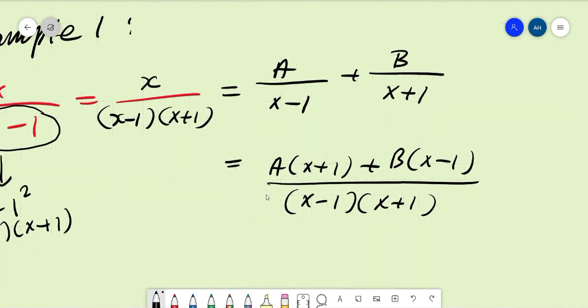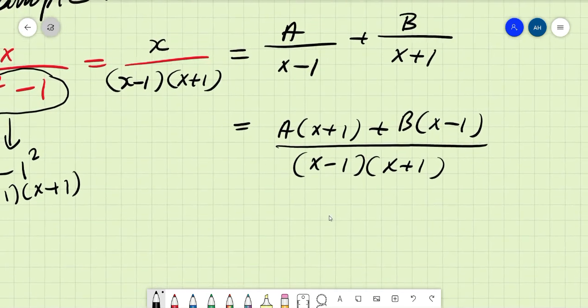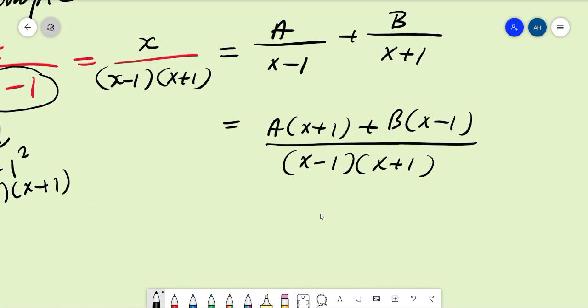Okay, again, when we look at the left hand side and the right hand side, they have the same common denominator, so we can forget about the denominator for the time being, and we just write down the numerator. On the left hand side we have the numerator x, so we have x equal to, on the right hand side, a multiplied by x plus 1 plus b multiplied by x minus 1 as the numerator.